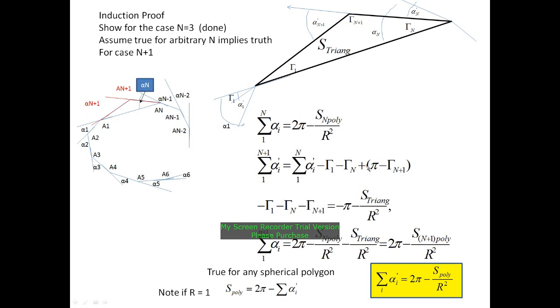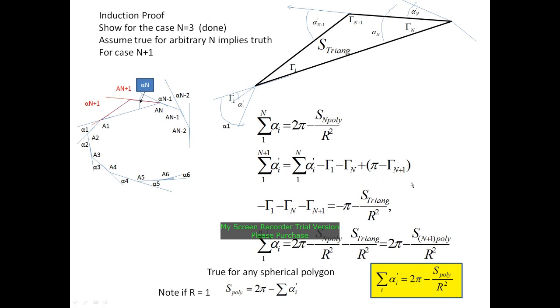So that's what I'm showing here. In terms of gamma 1, gamma n, and gamma n plus 1, the sum of external angles for the n plus 1 case is just the sum for the n case minus gamma 1, minus gamma n, and minus gamma n plus 1, and then plus pi.